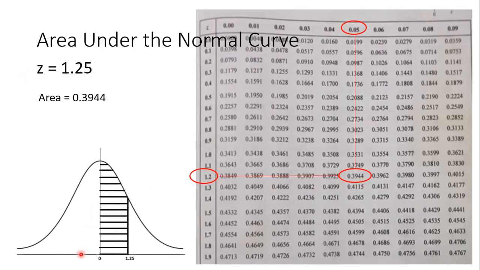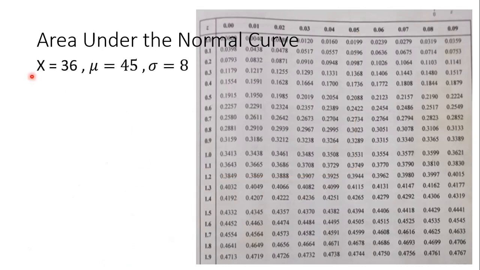So let us now illustrate the graph. So this is our Z-score, wherein at the middle is 0, and our Z-score is 1.25. So this is positive, meaning the area is on the right side of the curve coming from the mean. So from 0 to 1.25, this is the area that we're going to identify, and that is equivalent to 0.3944. So the area bounded from 0 to 1.25 is 0.3944.